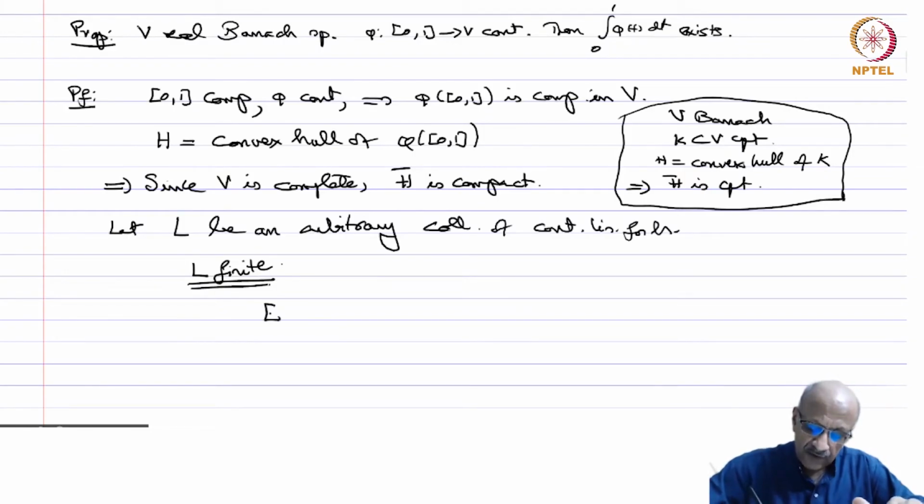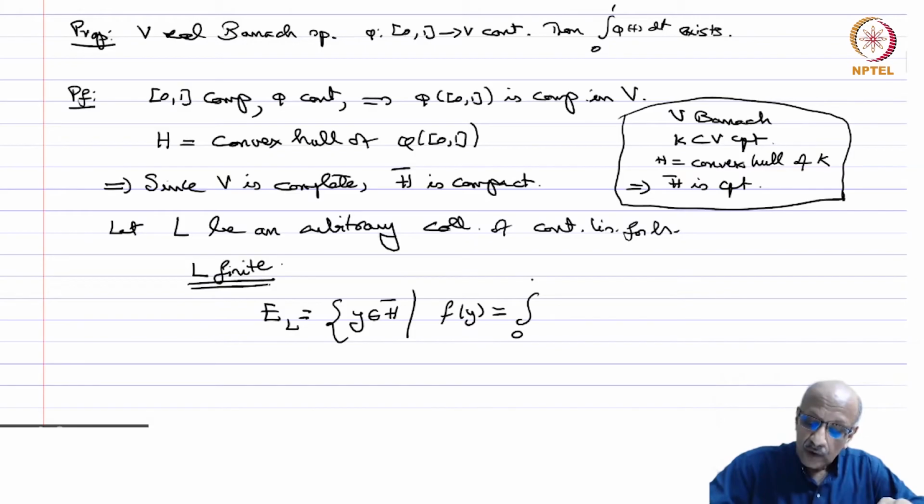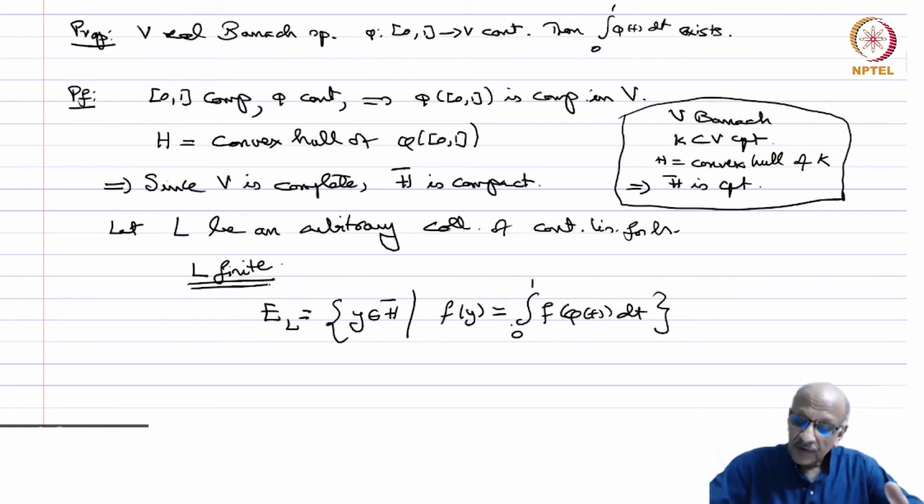So you define E of L equals set of all y in H bar such that f of y equals integral 0 to 1 f of phi of t dt. So this y satisfies the condition of being the integral of phi of t, but only for finite number of linear functionals, not for everything. So our aim is to find a y which does it for every linear functional, but we will start with this E L.